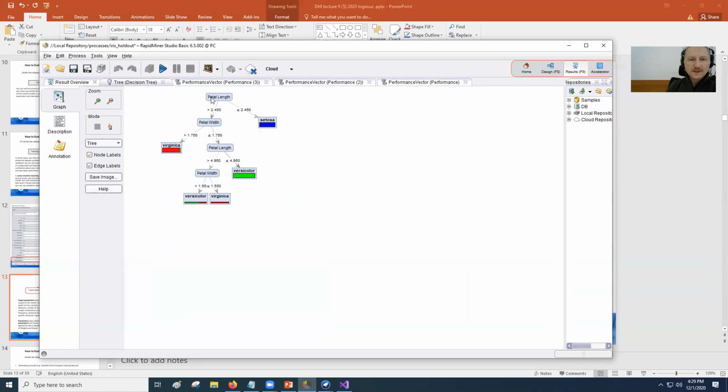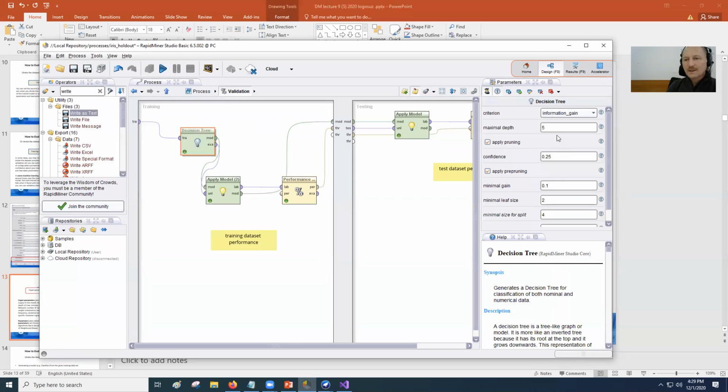Decision tree 1, 2, 3, 4, 5. There is no more improvement. Yes, you can stop here. You don't need to go further to try 6. Yes, you will try them like that.